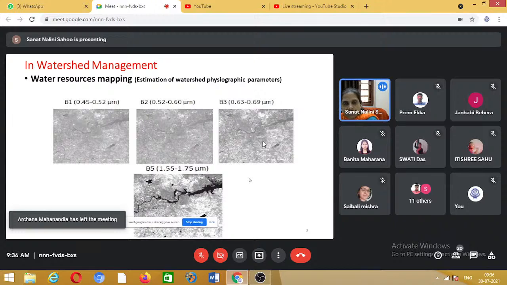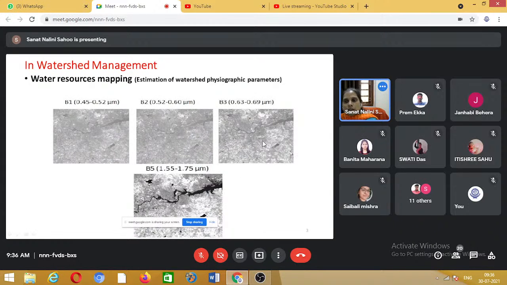So there are a variety of inputs that are generally required for any watershed management project. One of these inputs is your water resources mapping. That means we need to map and locate the water resources that we are working with. So that means it is the estimation of watershed physiographic parameters, like how the spread has been here.